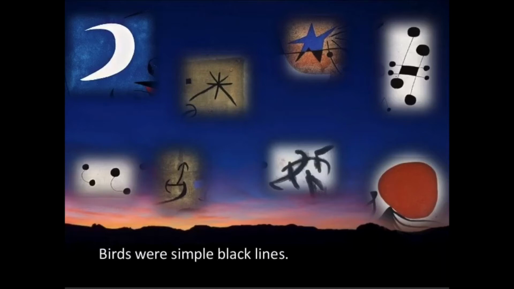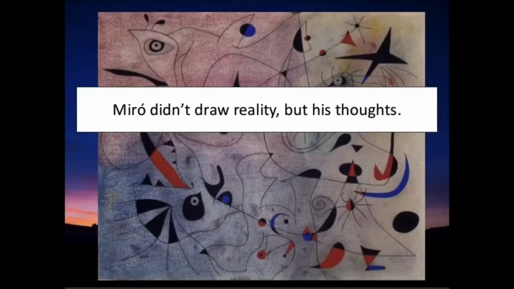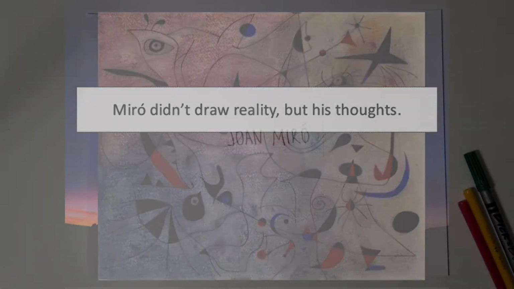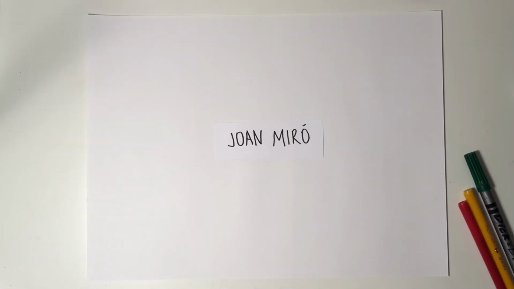And birds were also part of Miro's paintings. He was drawing birds with simple black lines. Do you remember these shapes in his paintings? So, simply, Miro didn't draw reality. He drew his thoughts. Let's come back to our sketchbook.